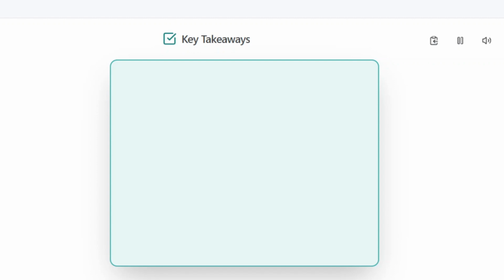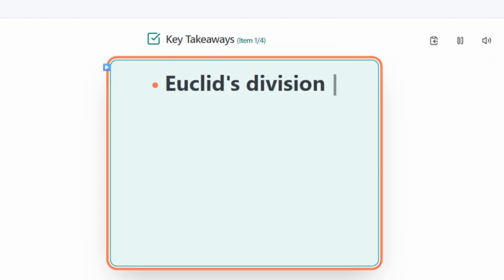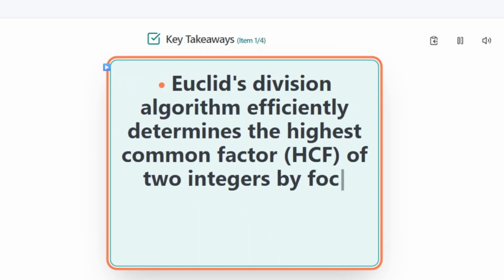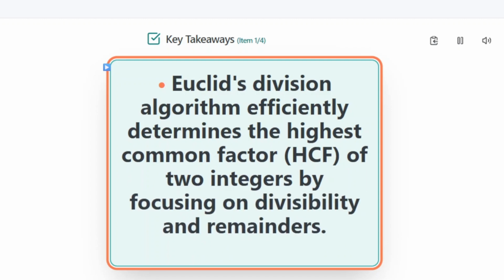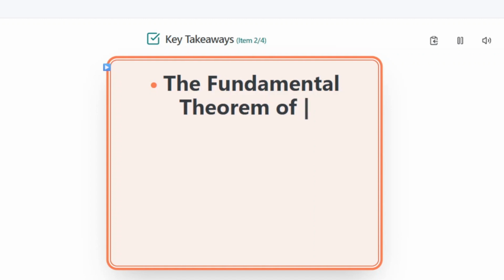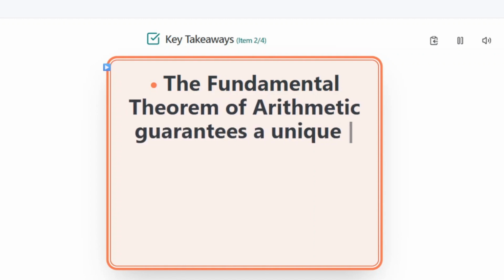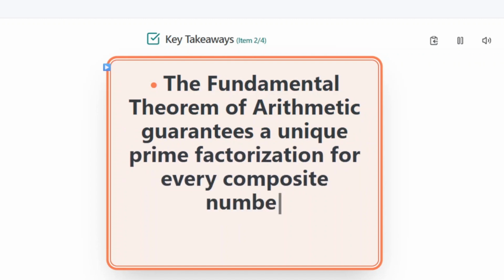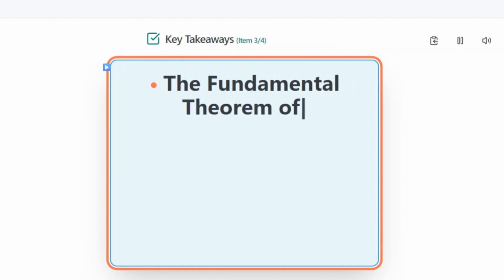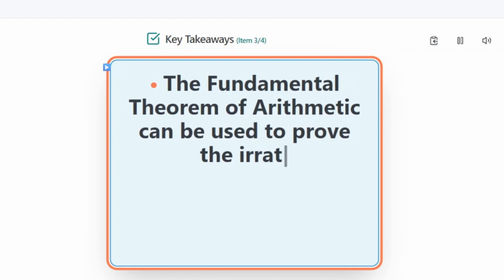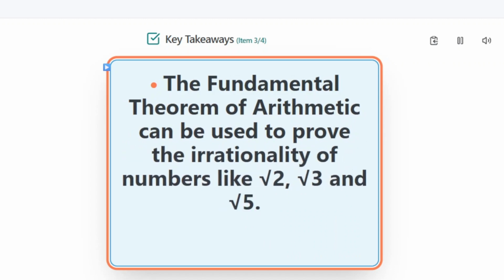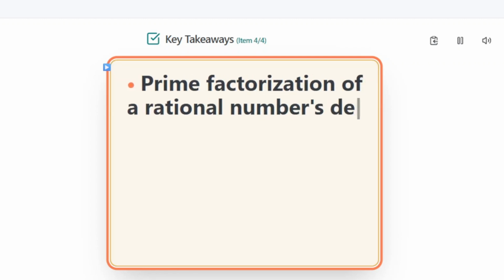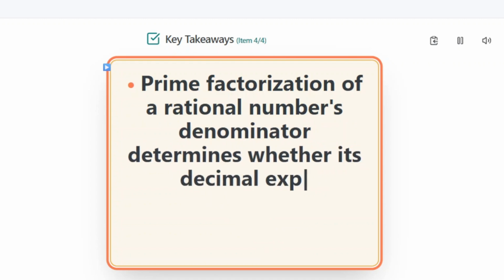Now starting, key takeaways. Euclid's division algorithm efficiently determines the highest common factor, HCF, of two integers by focusing on divisibility and remainders. The fundamental theorem of arithmetic guarantees a unique prime factorization for every composite number, enabling HCF/LCM calculation. It can be used to prove the irrationality of numbers like square root 2, square root 3, and square root 5. Prime factorization of a rational number's denominator determines whether its decimal expansion is terminating or repeating.